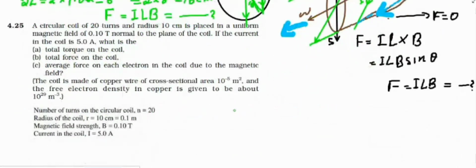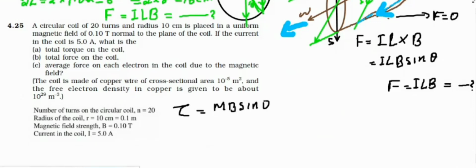Then question 25. A circular coil of 20 turns and radius 10 centimeter is placed in a uniform magnetic field of 0.1 Tesla normal to the plane of the coil. If the current in the coil is 5 ampere, what is the total torque? Torque formula is torque is equal to NIAB sin theta or MB sin theta.